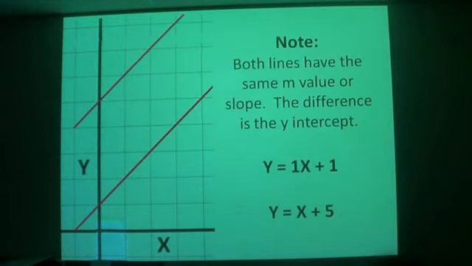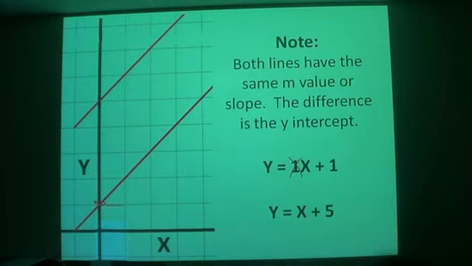Here we see both lines that have the same m value. Remember, m means slope, French word for mountain. So they have the same value. Their difference is the y-intercept. So we see y equals 1x plus 1. This one isn't really necessary. It's implied if it's not there. So we have y equals x plus 1. So our y-intercept is here, and our slope is 1.